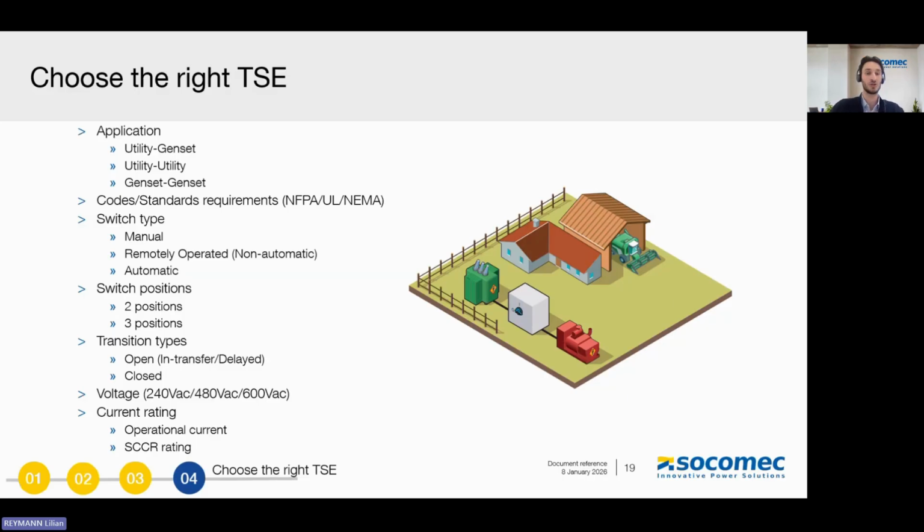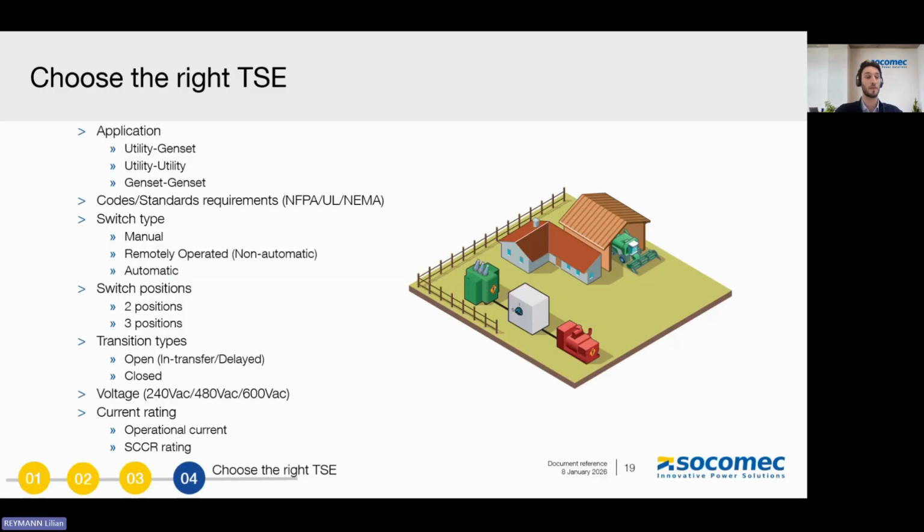Secondly, you need to see what your requirements are in terms of standards. If you need to meet emergency systems requirements, you will need an automatic switch. So you will choose the automatic switch type. Then you need to choose the number of switch positions, if there are 2 positions or 3 positions. 3 positions means there will be a center position to do a delay transfer or just to have a preset delay.